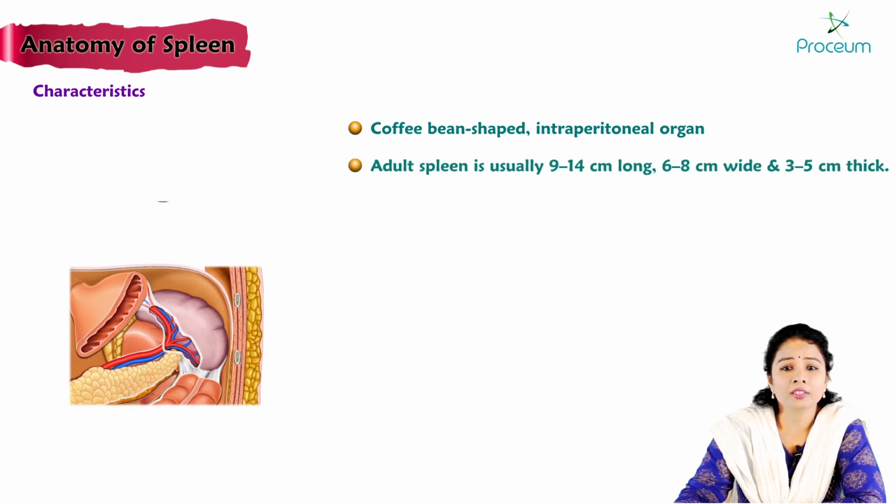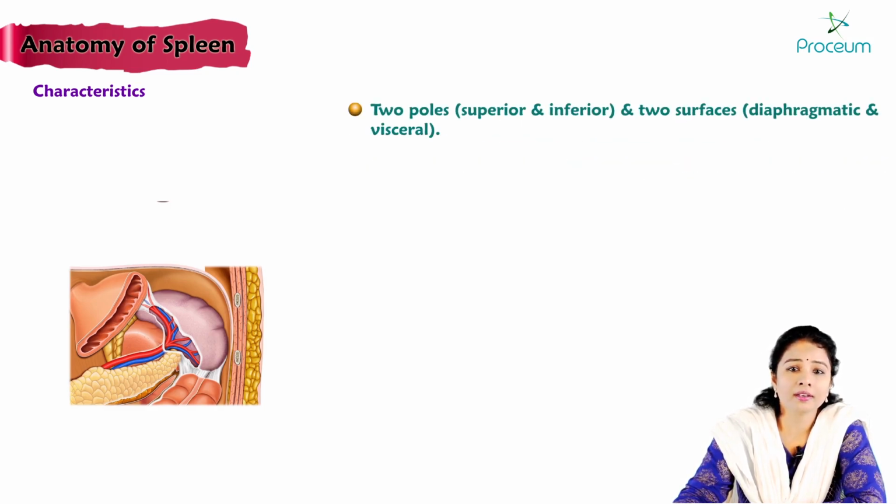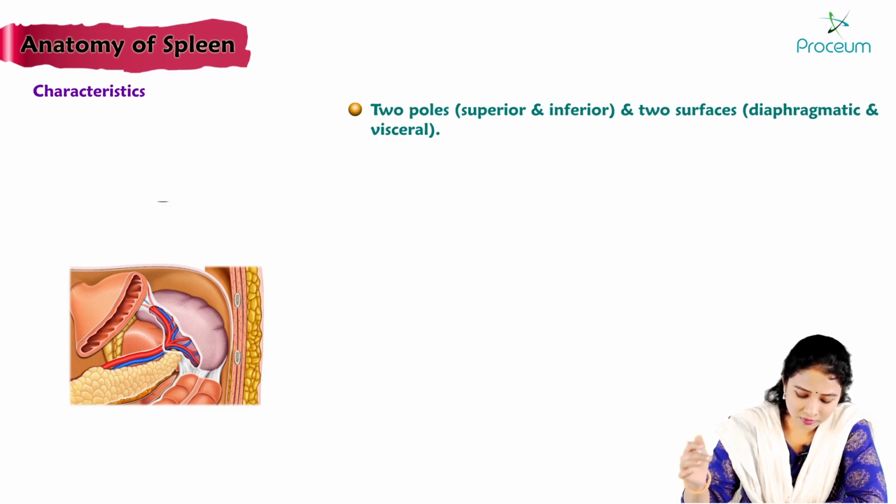The adult spleen is usually 9 to 14 centimeters long, 6 to 8 centimeters wide and 3 to 5 centimeters thick. The average adult weight depends on the volume of contained blood. Emptied of blood, it weighs between 7 to 120 grams, whereas in vivo, spleen weight ranges from 150 to 350 grams. The spleen has two poles, superior and inferior, and two surfaces, diaphragmatic and visceral.